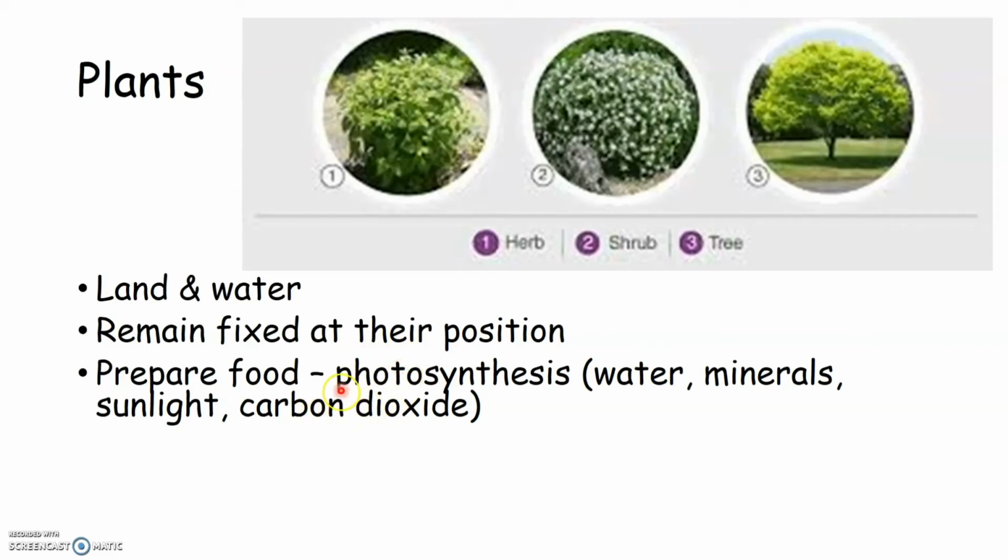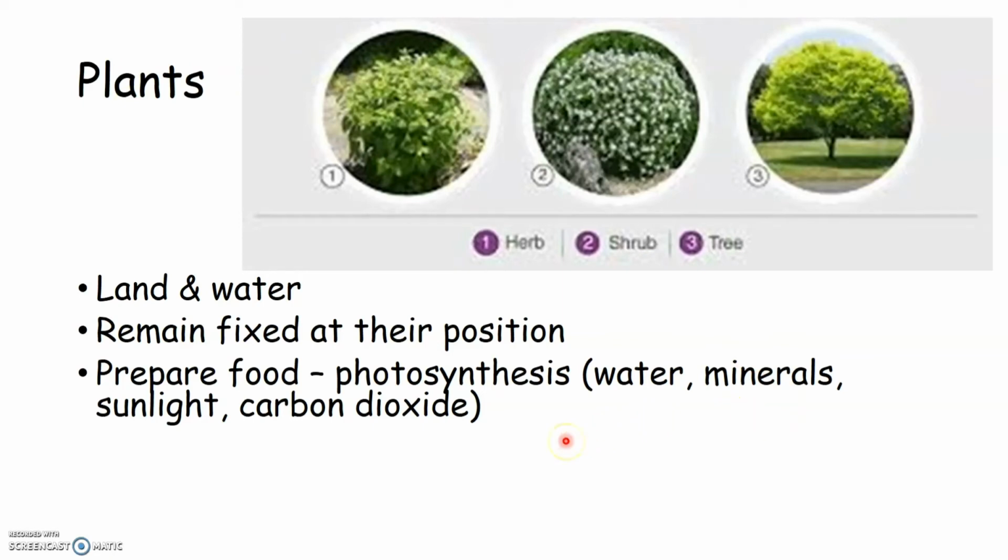Now plants also need carbon dioxide for the process of photosynthesis. Now again, carbon dioxide is present in the air. So air again is a non-living component. So from this we have understood that plants, which are a living component, will depend on non-living components in order to prepare food and also for their survival.